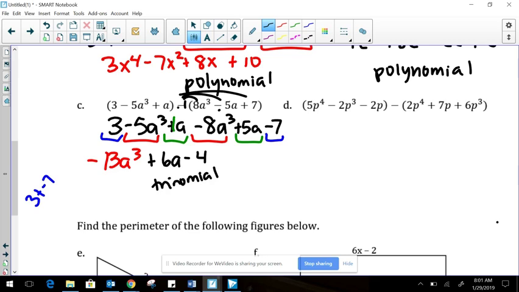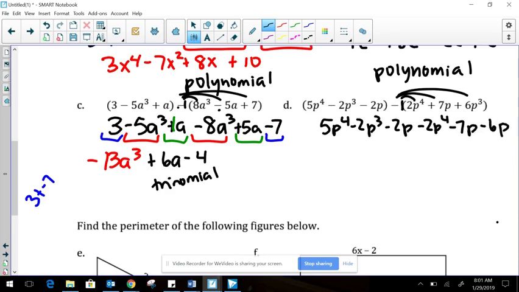Nice. Okay, go ahead and distribute this negative on the next one first. Give you a second to do that, and then I'll check my answers with you. Okay, so I have a -2p to the fourth, -p, -p cubed.